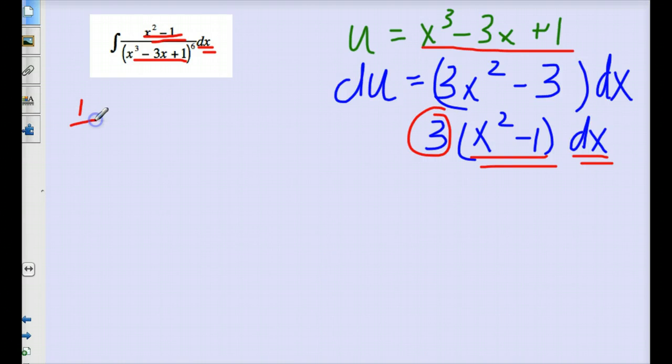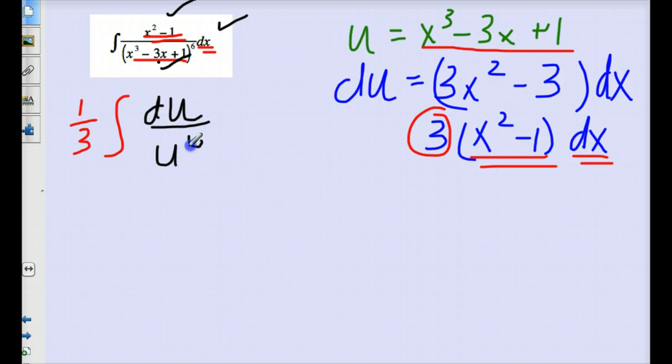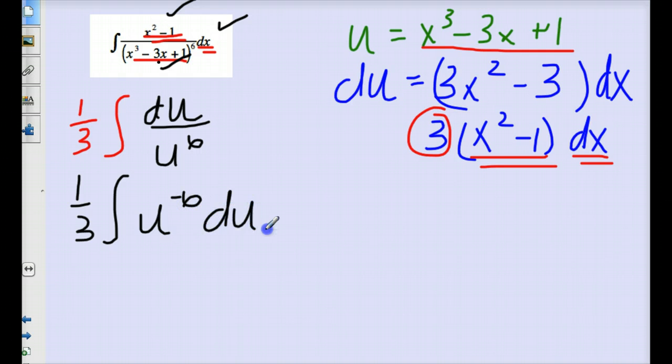So I get 1/3 the integral. And if I take a look, I've covered this and this as well as the u. So what I'm going to do is I can stick my du on the top, and on the bottom, since this was my u, I can say u to the 6th. And now I get to use the power rule. The one thing I need to do though is move my 6 to the top to give me a negative 6 power. And now I'm officially able to use the power rule.